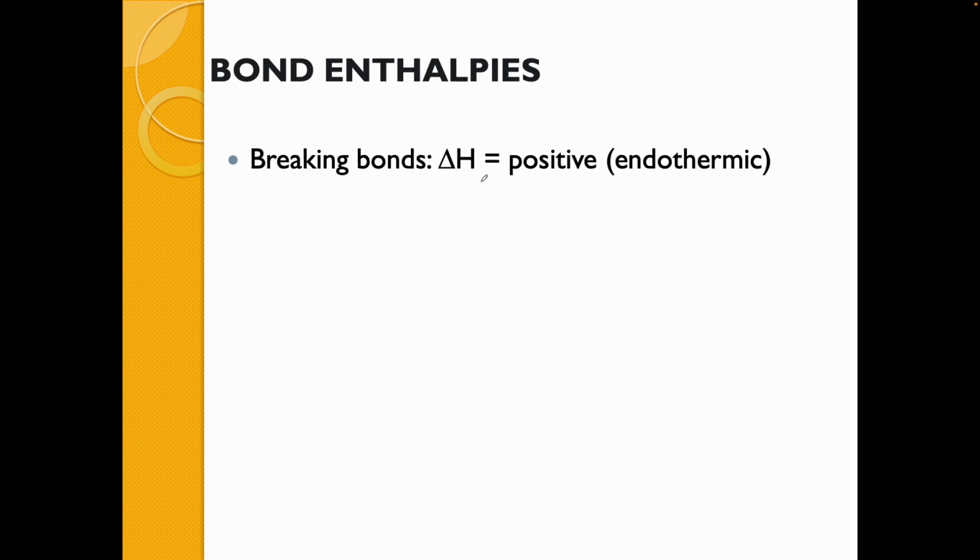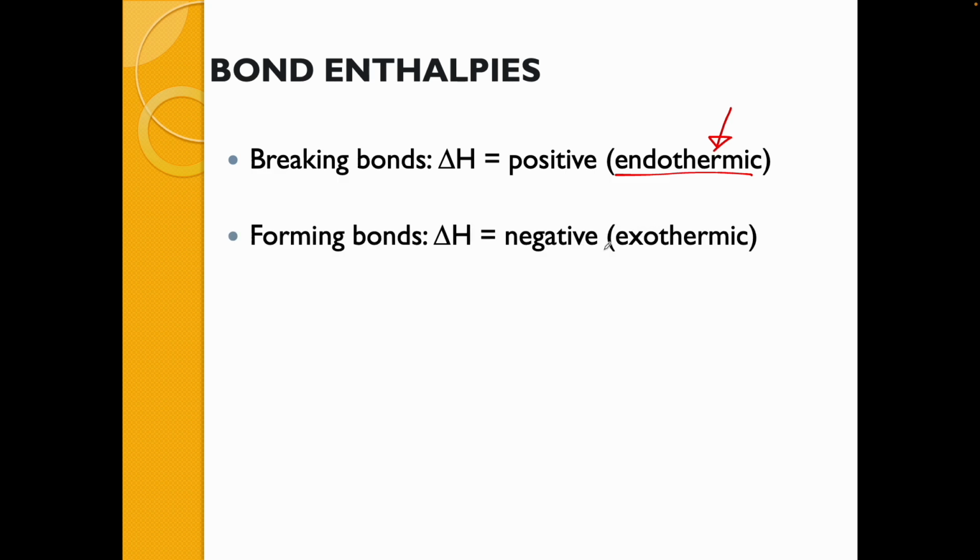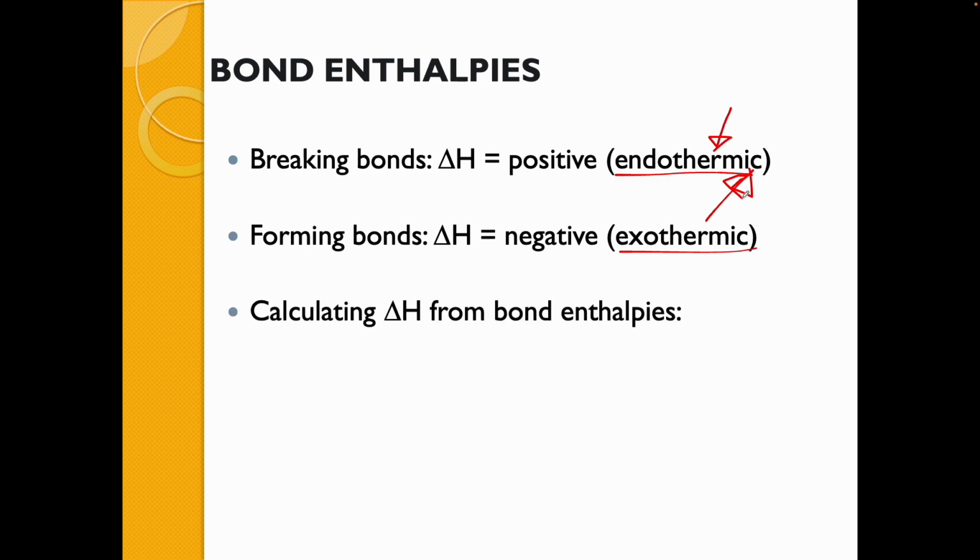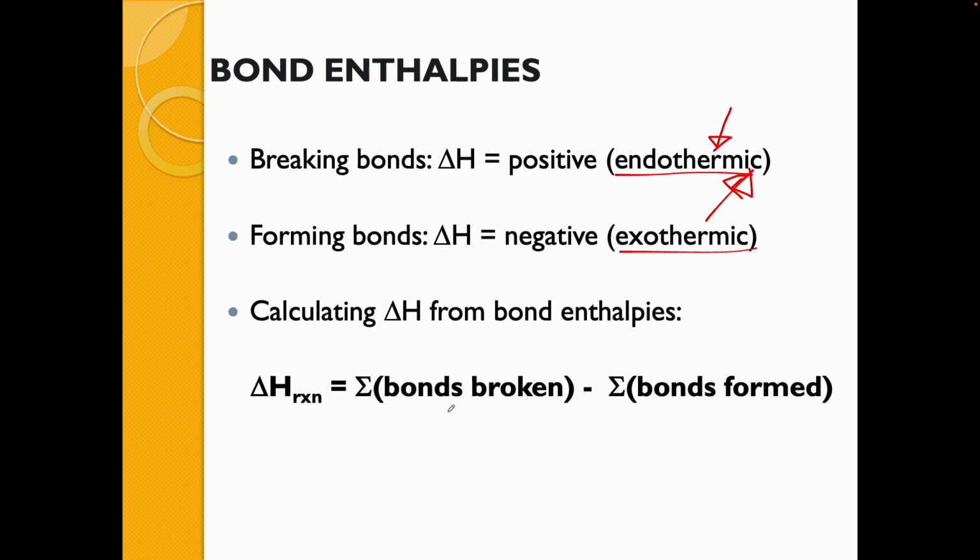All right, a couple of things we've got to remember is that breaking bonds, the delta H will be positive, which means it's endothermic. So positive delta H means endothermic. Energy goes in. Forming bonds, that's where delta H is negative, so it is exothermic, and so energy goes out. I'm going to draw a better arrow. So to calculate the enthalpy change from bond enthalpies, what you'll do is simply take the bonds broken minus the bonds formed. I've got a cute way to remember this in a second.